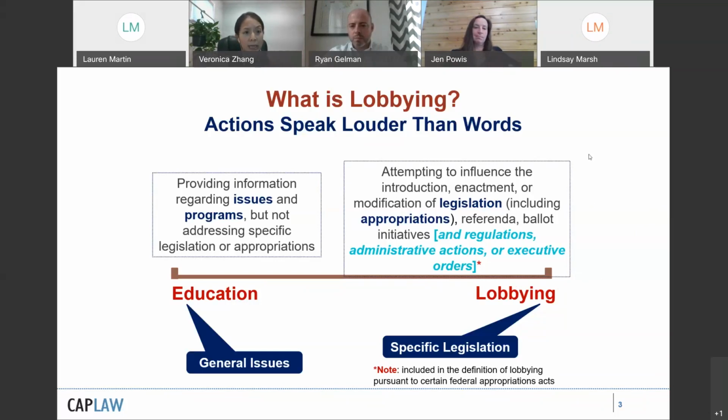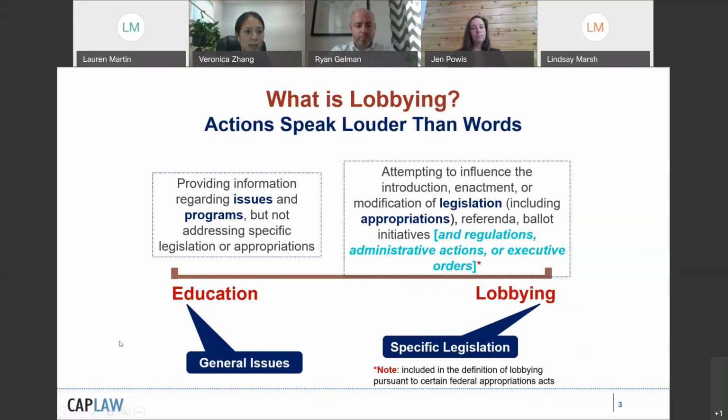And so, for example, the Federal Appropriations Act covers activities that are designed to influence federal regulations and state and local regulations as well as executive orders. And so just because it's not something that's pending in the legislature or something that the general public is voting on doesn't necessarily mean that it's not legislation.